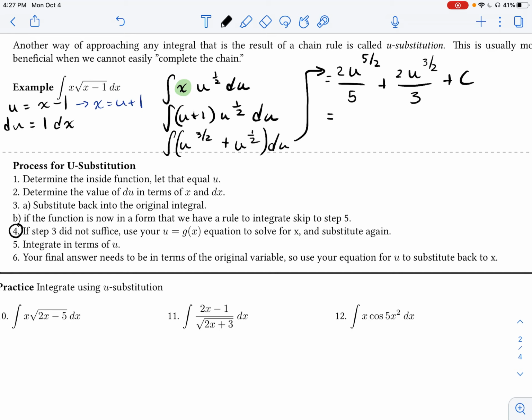Looking at this over here, u then is equal to x minus 1. So we have 2 times x minus 1 to the 5/2 over 5, plus 2 times x minus 1 to the 3/2 over 3 plus c. Okay, so that should give you a sense of how to approach some of these problems when working with U-substitution, when U-substitution becomes pretty much absolutely necessary, and in which cases we would just be able to, quote unquote, reverse the chain.